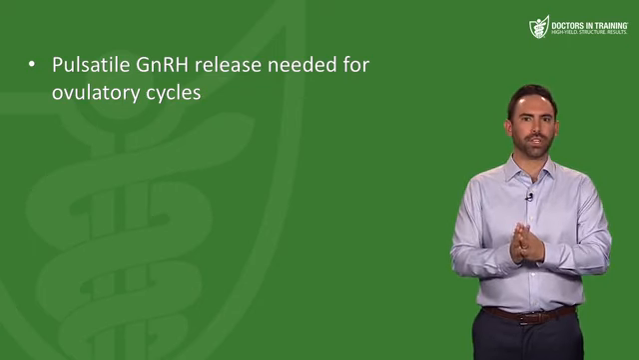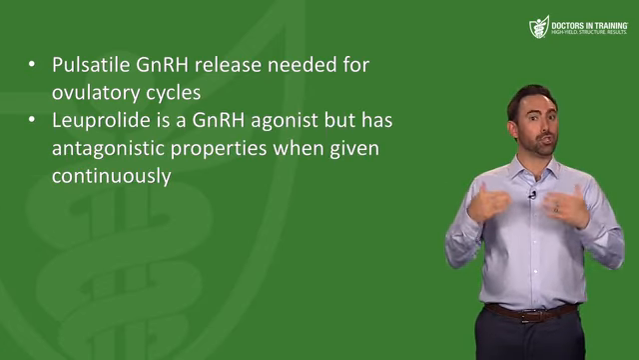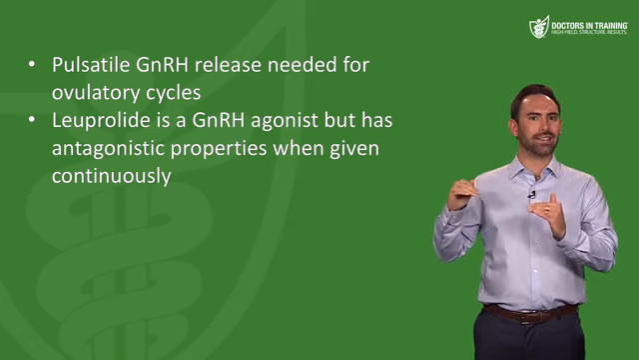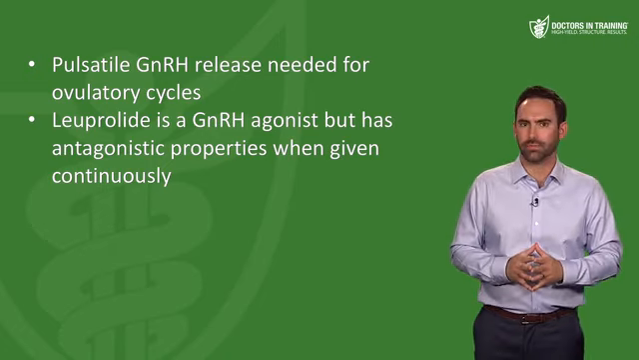Here's what you need to know. You need pulsatile release of GnRH to have an ovulatory cycle. And leuprolide is a GnRH agonist. But if you give it continuously, you'll get antagonistic properties because of the downregulation of GnRH receptors. That's it for the lecture. Now it's time for the end of session quiz.